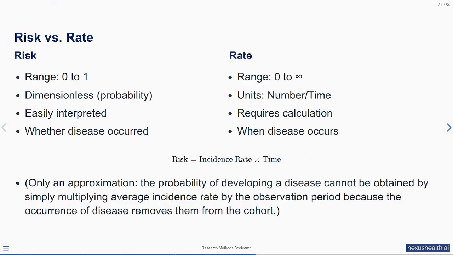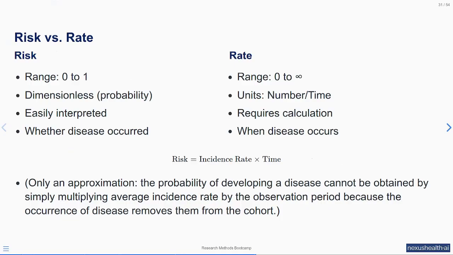the risk takes a range of 0 to 1. It's dimensionless because it's probability. It can be easily interpreted, and it just tells us whether the disease occurred or not. The rate, on the other hand, has an infinite range, and its units are number per time. It requires us to calculate it. But what does it tell us? It tells us when disease occurs.